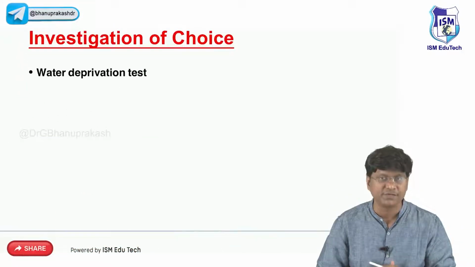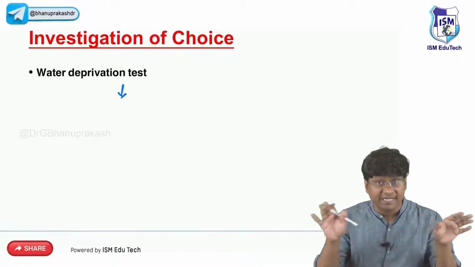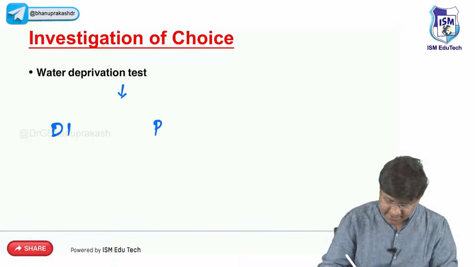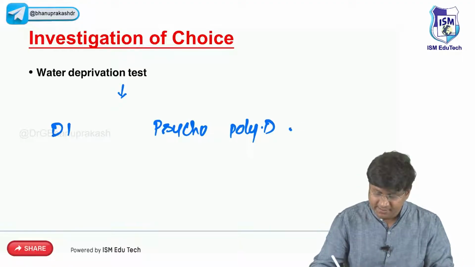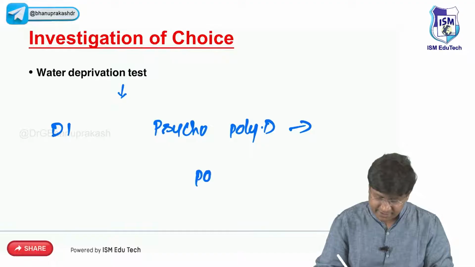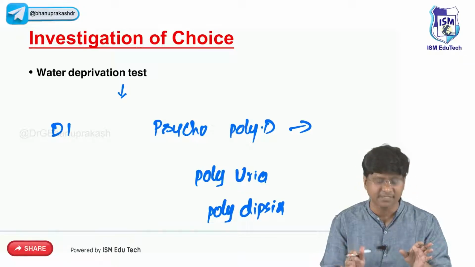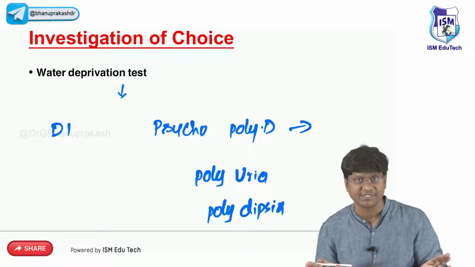Now, the importance of this water deprivation test is that it is useful for differentiating diabetes insipidus from psychogenic polydipsia, because even in psychogenic polydipsia, the patient will have polyuria as well as polydipsia. Now, how can you rule this out? All that we will be discussing subsequently. But remember, in case of diabetes insipidus, the investigation of choice is the water deprivation test.